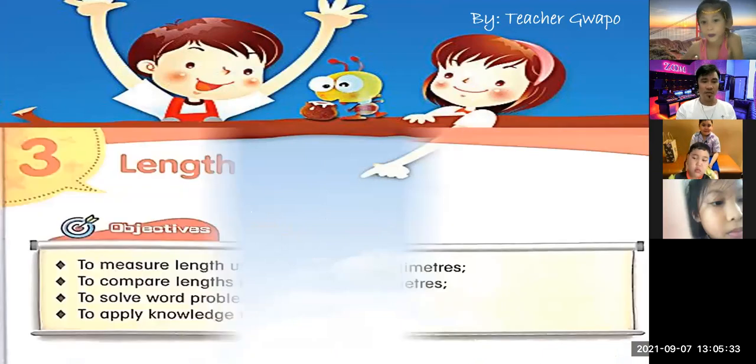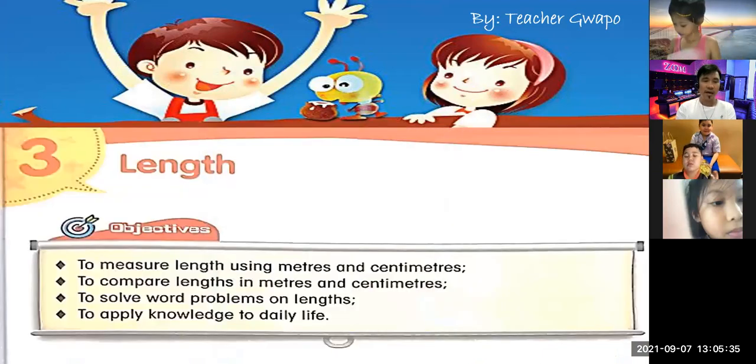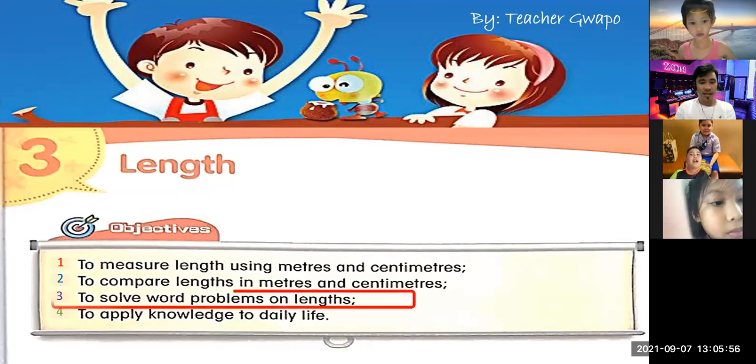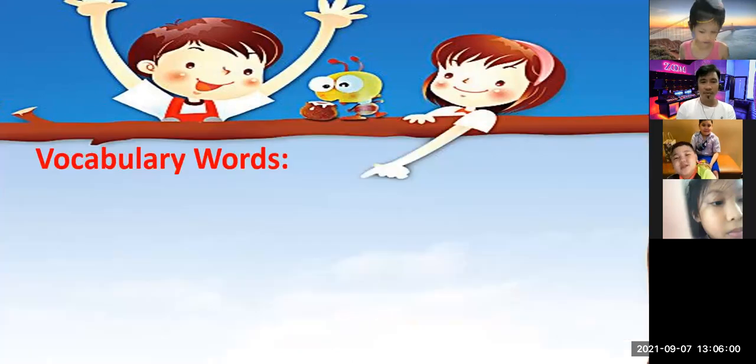Okay, page 42. Length. What are the objectives that we have? The first is to measure length. We are done this already. Number 2, to compare length in meters and centimeters. We are done this already. And for today, we will solve word problems on length. So there are 7 questions. Here we go. How to solve word problems? Later, I will tell you. So here are the vocabulary that you must remember.